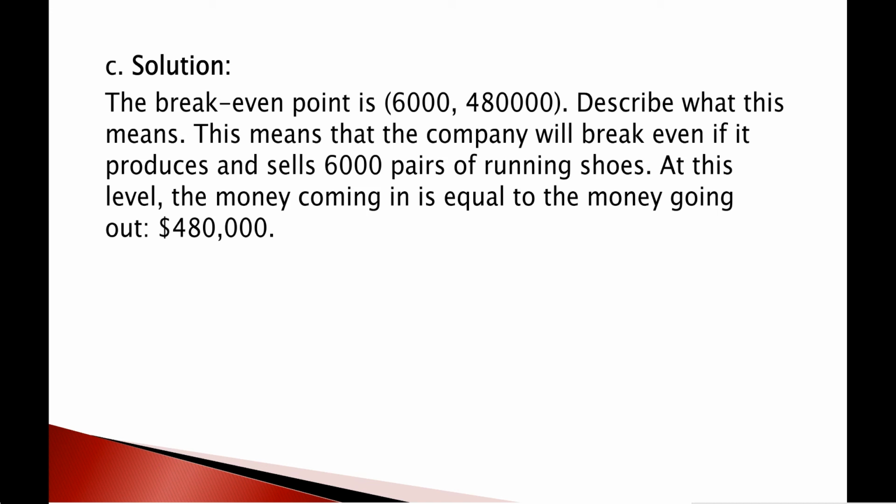And what does it mean? The break-even point is 6,000 and $480,000. This means that the company will break even. That means the company's cost and revenue will be equal when they sell 6,000 pairs of running shoes, and when they sell 6,000 pairs of running shoes, their revenue and cost both will be $480,000.